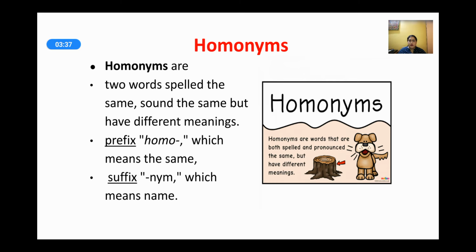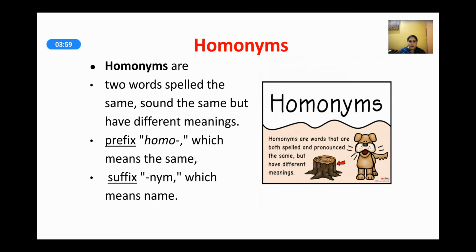Homonyms. What are homonyms? Homonyms are two words spelled the same. They sound the same but have different meanings. Take a look at the word homonym. The word homonym can be divided into two parts. The prefix, that refers to the first part, before. Homo, the first word. Homo means same.